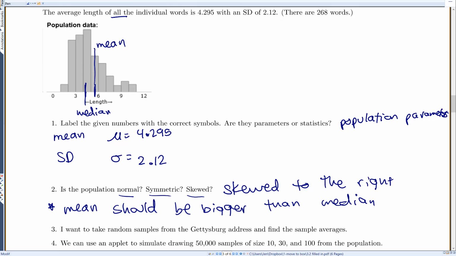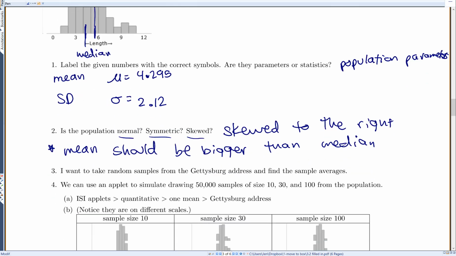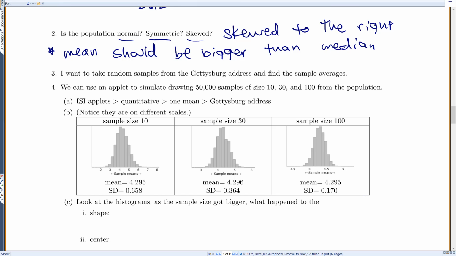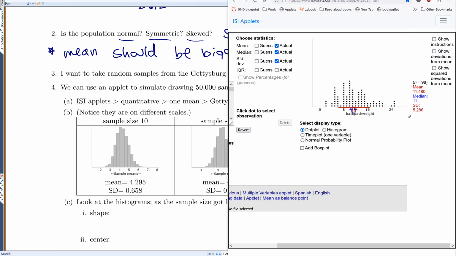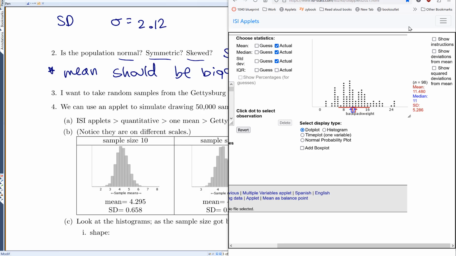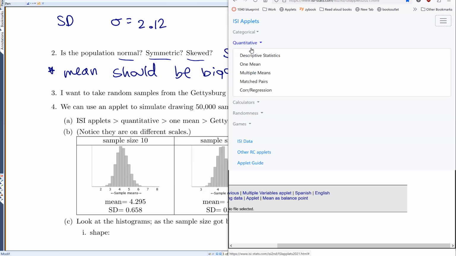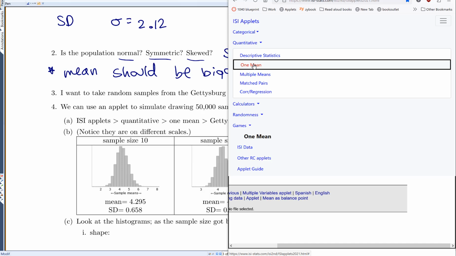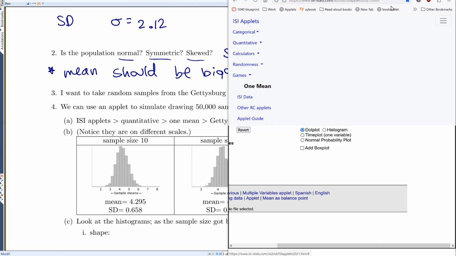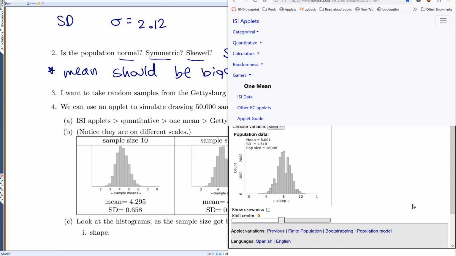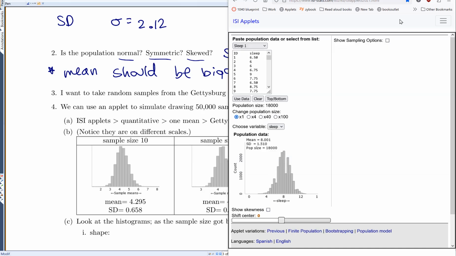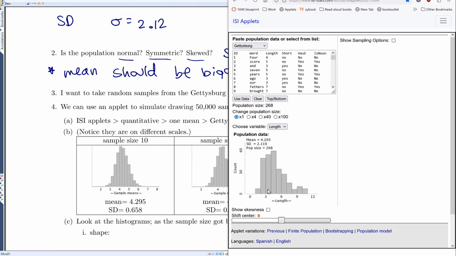So now I want to take random samples from the Gettysburg Address and find the sample averages. We can use an applet to simulate drawing 50,000 samples of size 10, 30, and 100 from the population. So we're going to go to the applets. We want to go to quantitative and one mean. We use this drop down to select Gettysburg. Click use data so you can see your population matches what we thought it should.